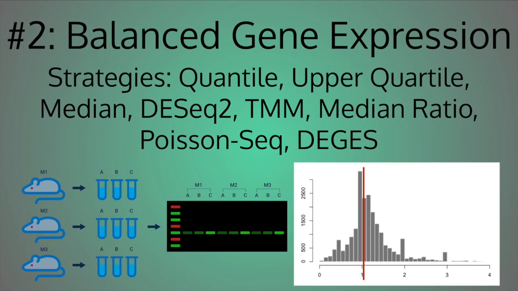But you assume that the variation as a result of this and sequencing depth, as mentioned before, impacts non-differentially expressed genes to the same degree as differentially expressed genes. And therefore, the scaling factor that you figure out by understanding the non-differentially expressed genes is the same one that you can use on the differentially expressed genes. And there are a lot of strategies that use this: quantile, upper quartile, median, DESeq2, TMM, median ratio.